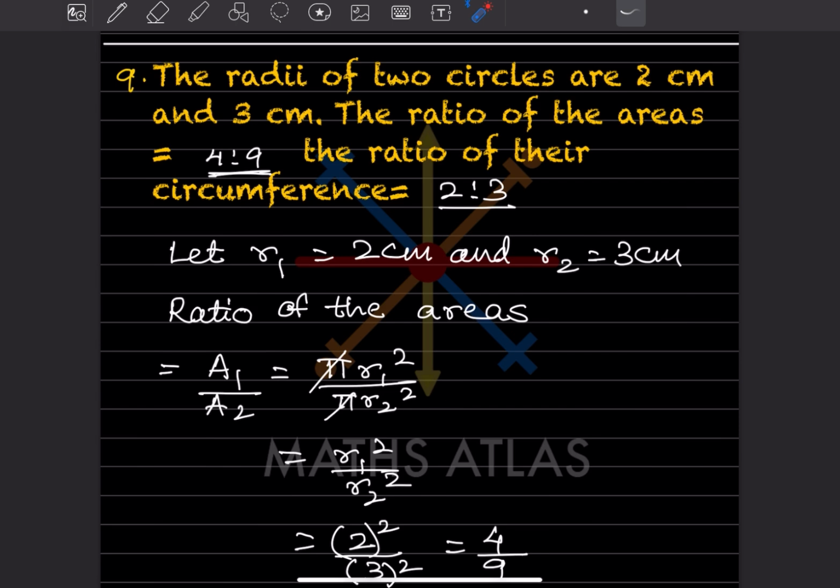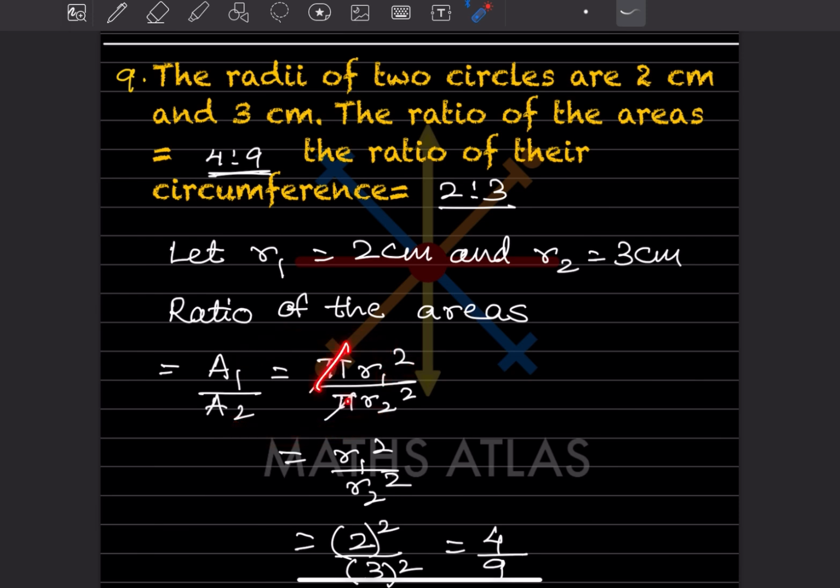Now the radii of two circles are 2 centimeter and 3 centimeter. You have to find the ratio of the areas and the ratio of the circumference. So radii are given: R1 is 2 centimeter and R2 is 3 centimeter. The ratio of the areas means A1 by A2. You know the formula for area, that is pi R square. So here we consider pi R1 square, and for this one pi R2 square.